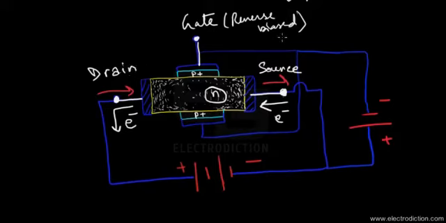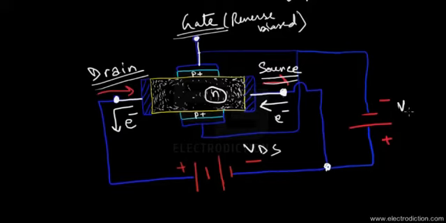So there we go. We have three terminals on the JFET. The JFET is a three-terminal device: the gate, the source, and the drain. The voltage connected across the drain and the source is referred to as the drain-source voltage, abbreviated as VDS. The voltage source connected to the gate, with respect to the source, is referred to as the gate-to-source voltage, abbreviated as VGS.